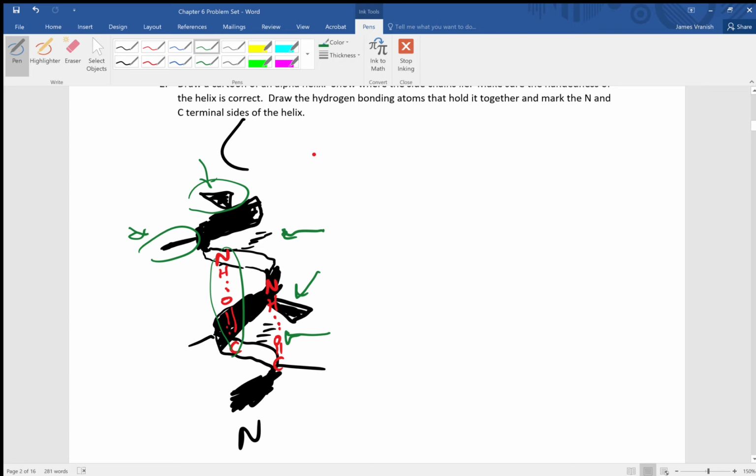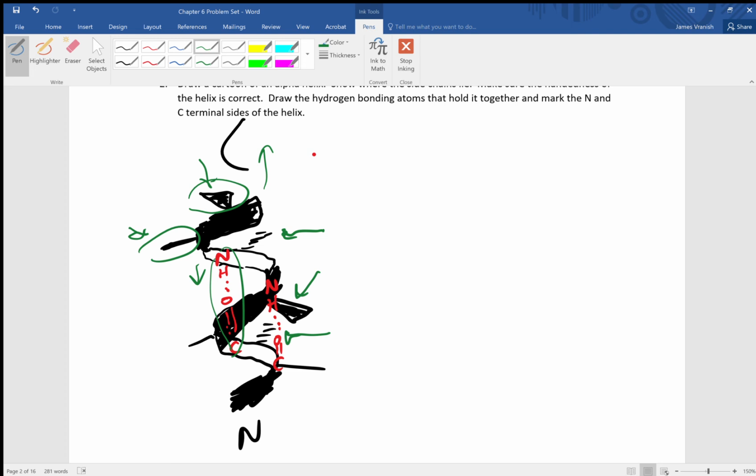So the NH groups that are hydrogen bonding will always be pointing towards the N terminal side of the helix. The CO groups, the oxygen of the CO, will always be pointing towards the C terminal side. And the hydrogen bonds that they form will be lined up parallel with the axis of the alpha helix, as shown here.